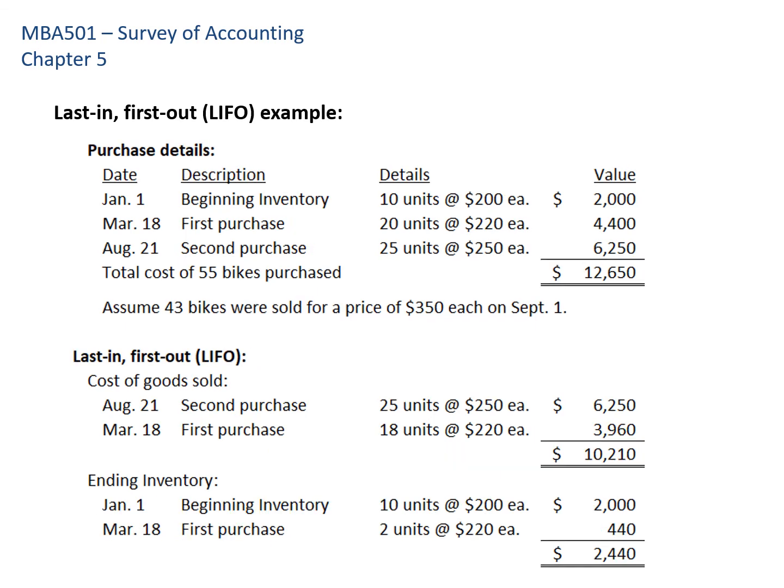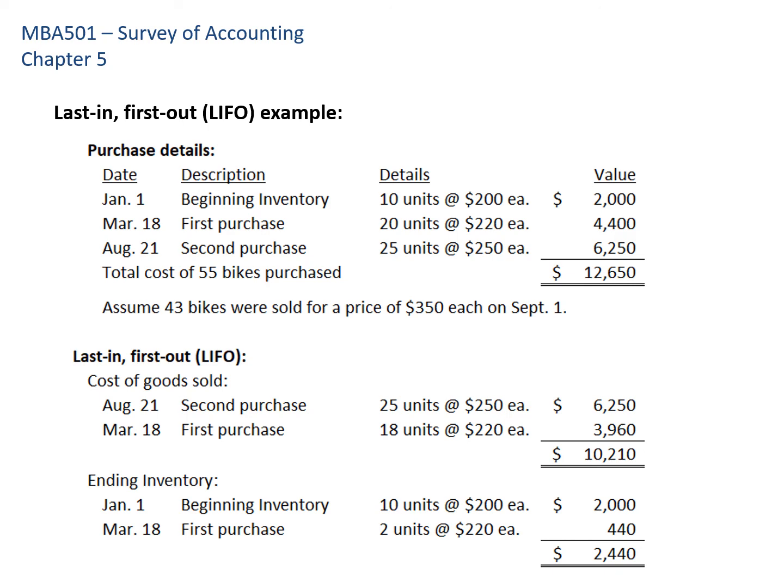The next method is the opposite of that. Same exact scenario in terms of beginning inventory and purchases. I make that one sale on September 1st, but now my assumption is that I'm going to give customers the newest bikes first. Okay, maybe that's how I've got them stored in the warehouse or something. So I'm going to give them all of that second purchase, the $250 bikes, all 25 of those. That's not enough to satisfy the order for 43, so I have to dip into that first purchase and give them 18 of those bikes.